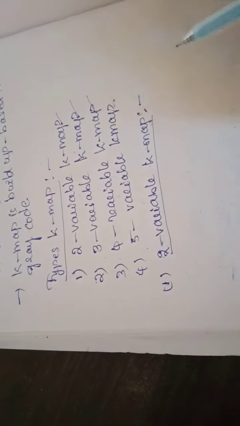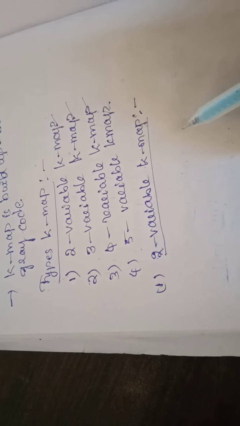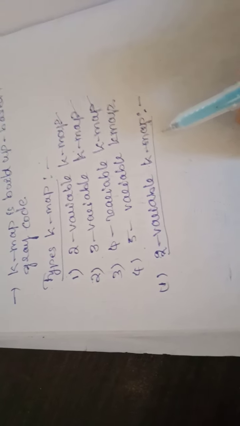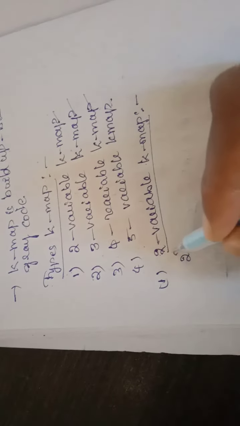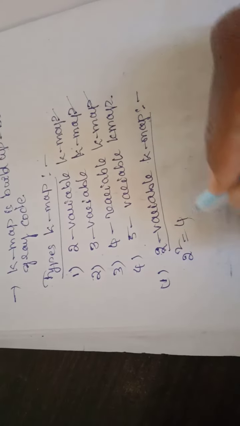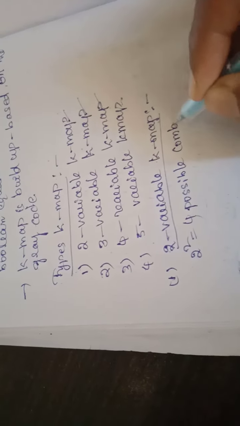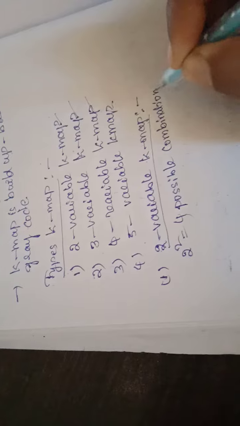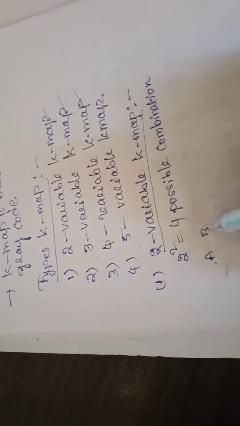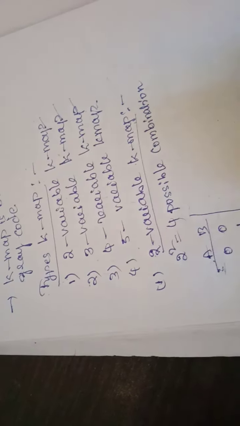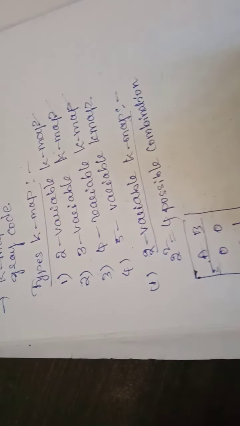So canonical forms are of two types: standard SOP and standard POS. So once again, we can recall this. What is standard SOP and standard POS? Those are very important. In the case of SSOP, each product term contains all the variables of the function. This is standard SOP, sum of products. In the case of standard POS, each sum term contains all the variables of the function.